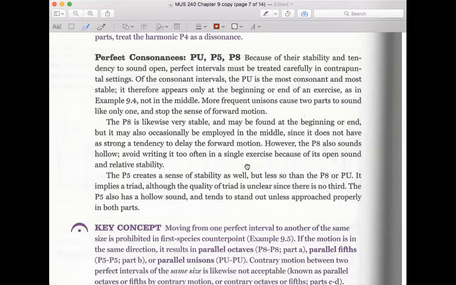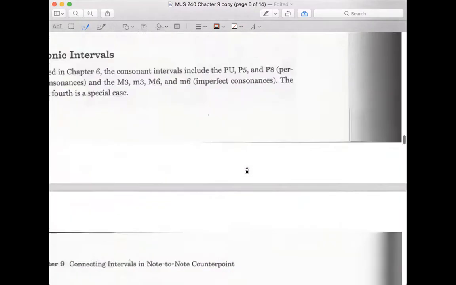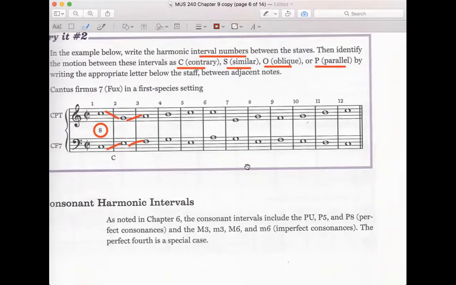And why is that? Well, we don't want to stop the sense of motion. The whole idea is to create a long, beautiful, flowing line from beginning to end. Here we have another example. Here we have a flowing line from beginning to end. Nice arc to it. It doesn't have a sense of stopping until you get to this cadence. Right? And that's the whole idea. If you have a whole series of octave to octave or fifth to fifth, it doesn't sound very smooth.